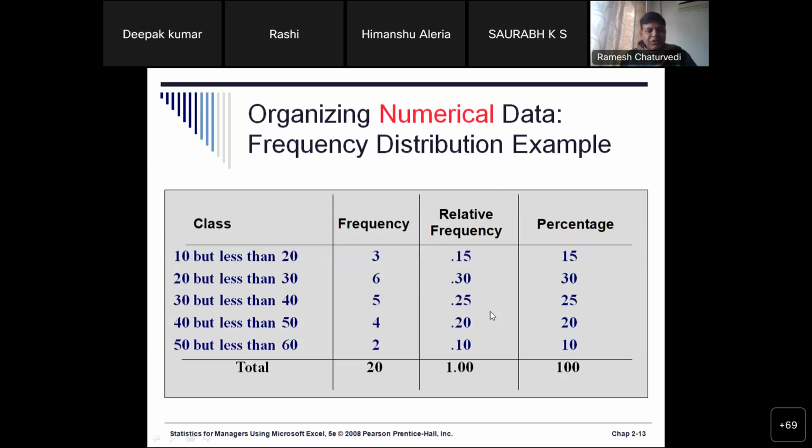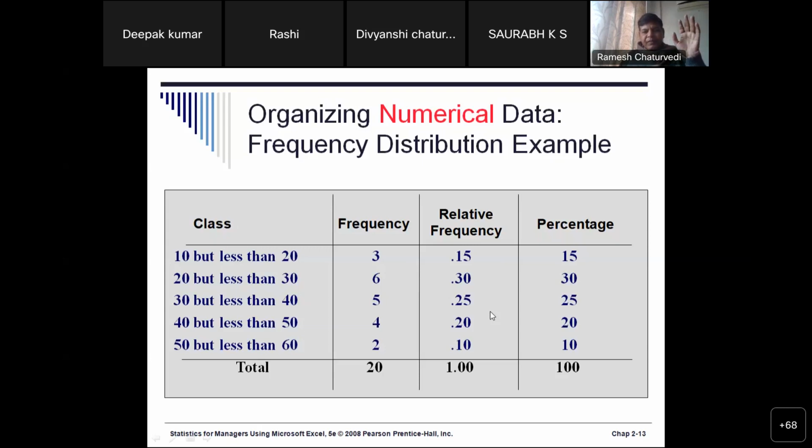For the first group 10-20, what will be the midpoint? If you need to calculate the midpoint for this data, what will be the midpoint for the first class? 15. The second will be 25. The third will be 35, 45, 55.